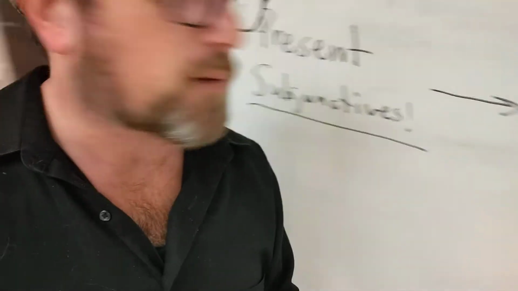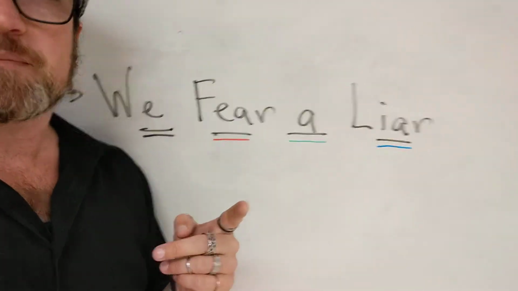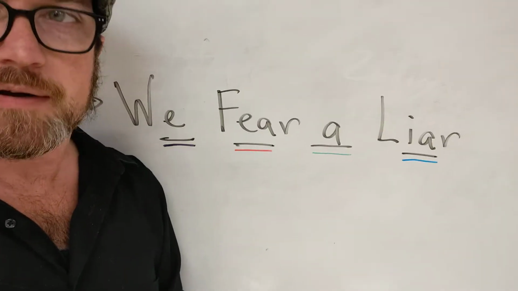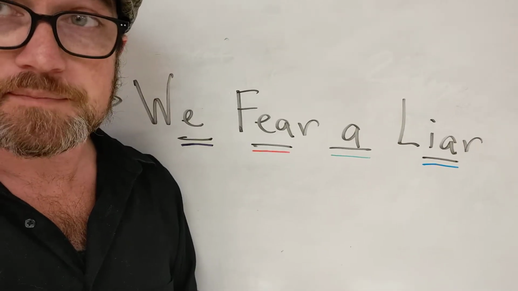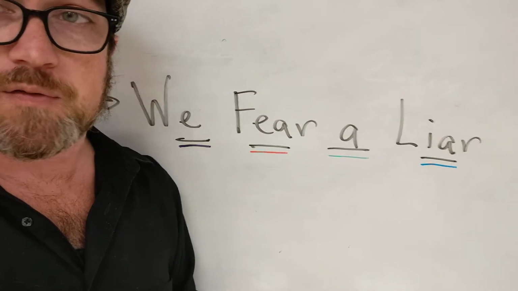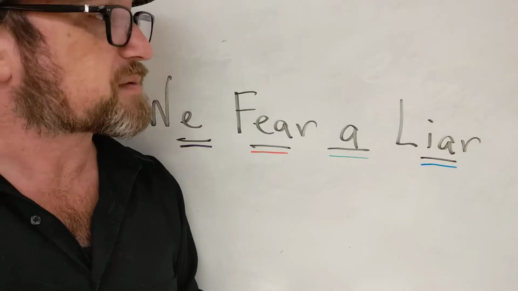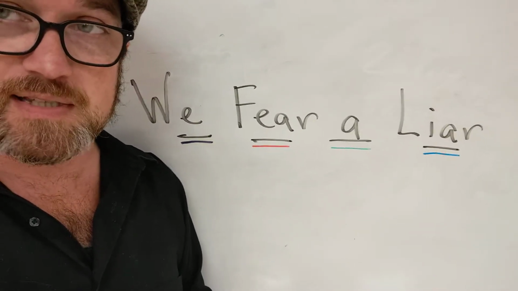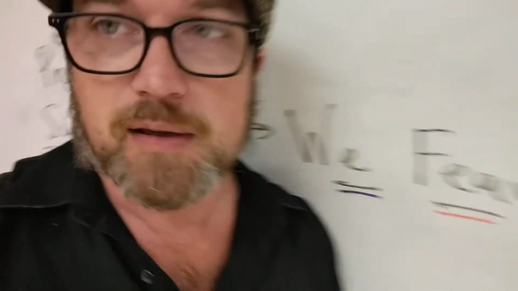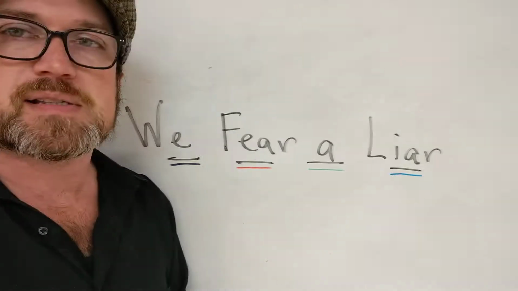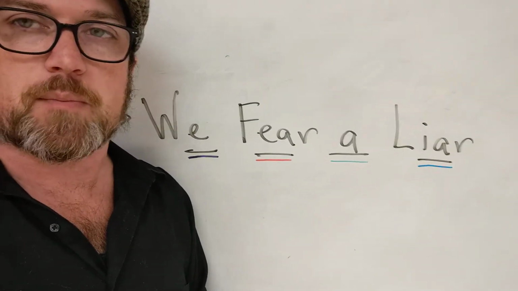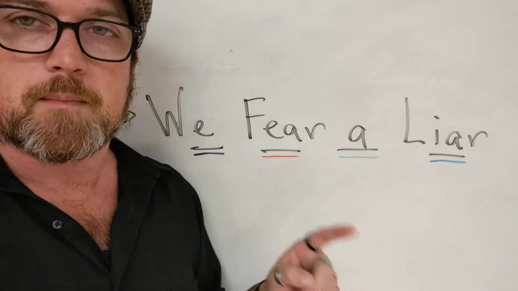But to do this, I want you to remember a phrase. We fear a liar. We do. We fear a liar. And I know you're thinking, well, that must mean that the present subjunctive is the tense that we use for telling lies. No, that's not what it's about. But it's a really handy phrase to remember when you're trying to make your subjunctives.